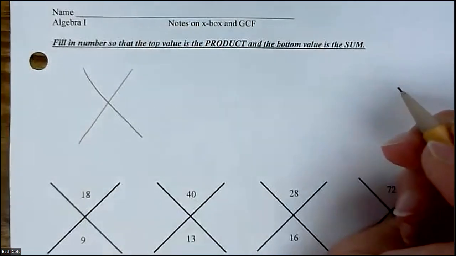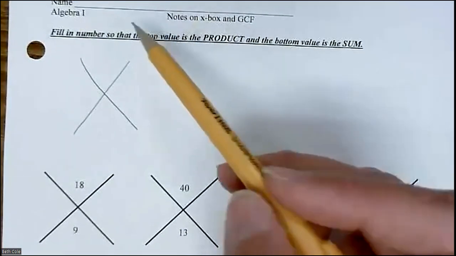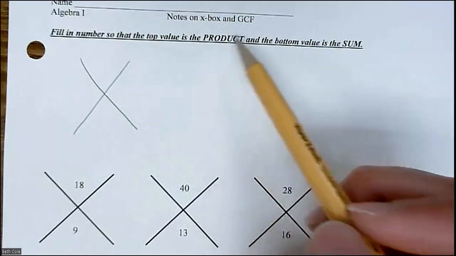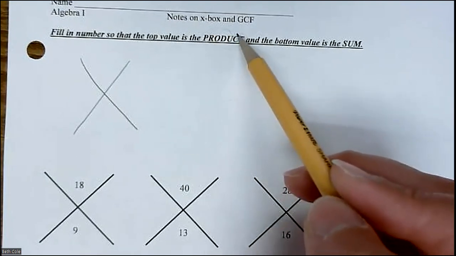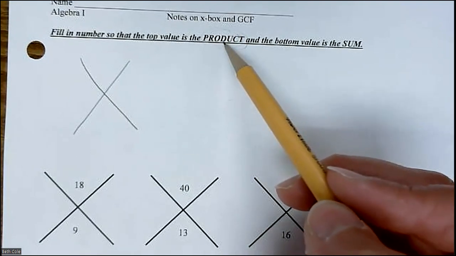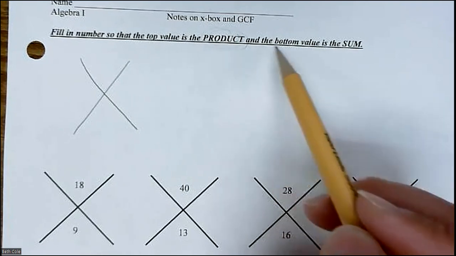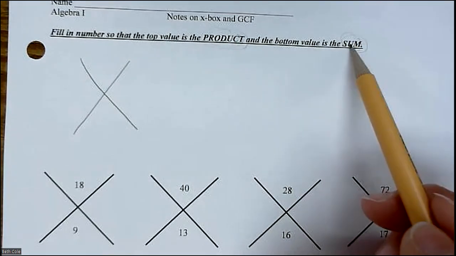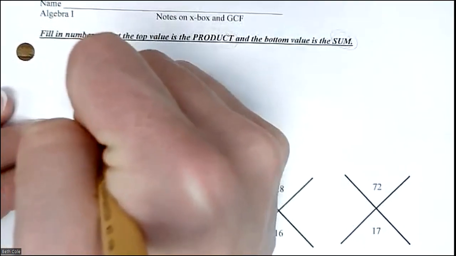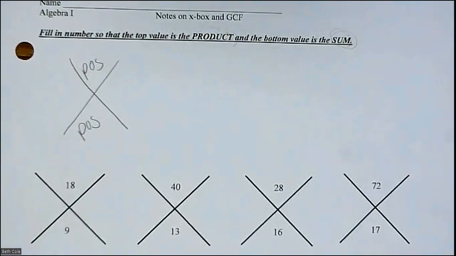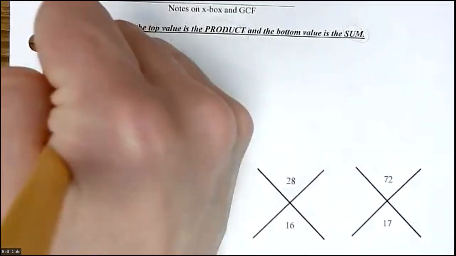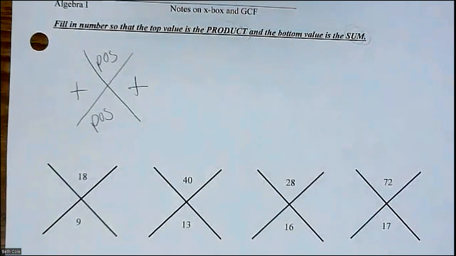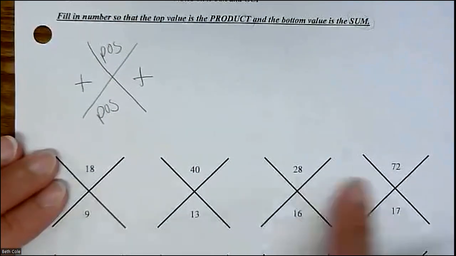Okay. So I left some space here for us to talk about our positives and negatives. What you're trying to do is find numbers so that the top value is a product. What does product mean? Multiplication. And the bottom value is the sum. What does sum mean? Plus. Okay. So if your top number is positive and your bottom number is positive, that means both of your answers should be positive. Okay. So I made everything in the first row like that.